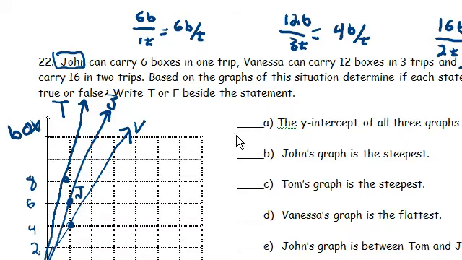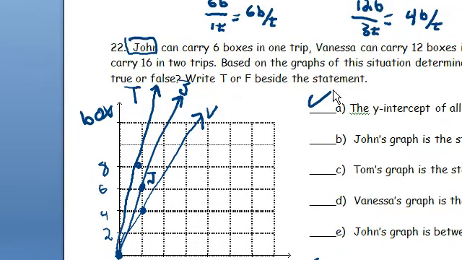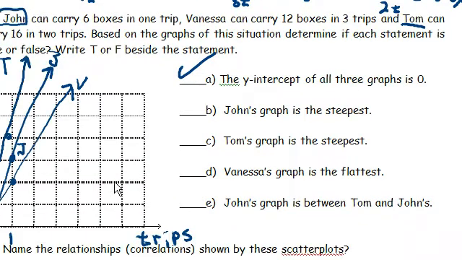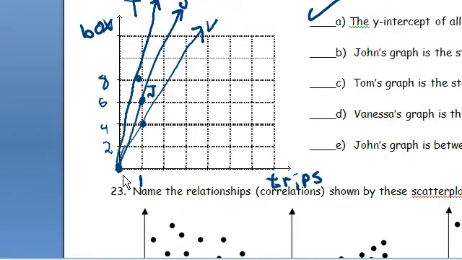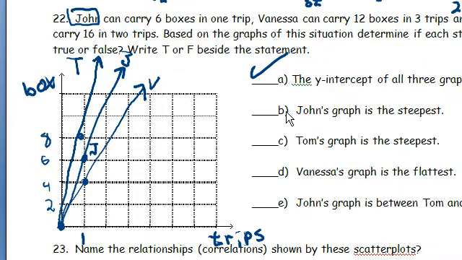So the y-intercept of all 3 graphs is 0, because when they've all taken 0 trips, they've carried 0 boxes. John's graph is the steepest. False. We see that Tom's is clearly the steepest. Yes, Tom's is the steepest. Vanessa's is the flattest.